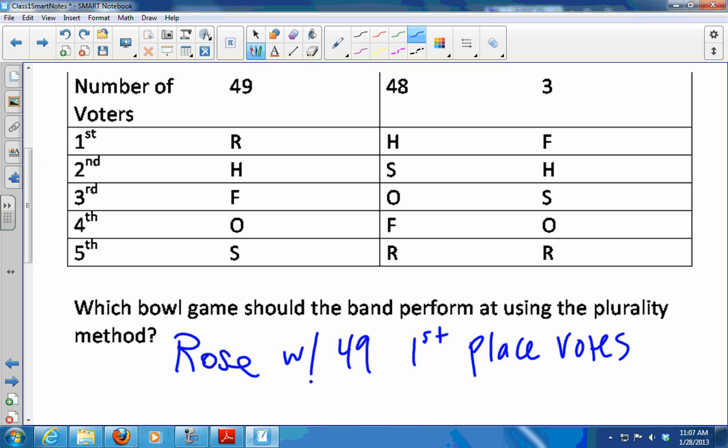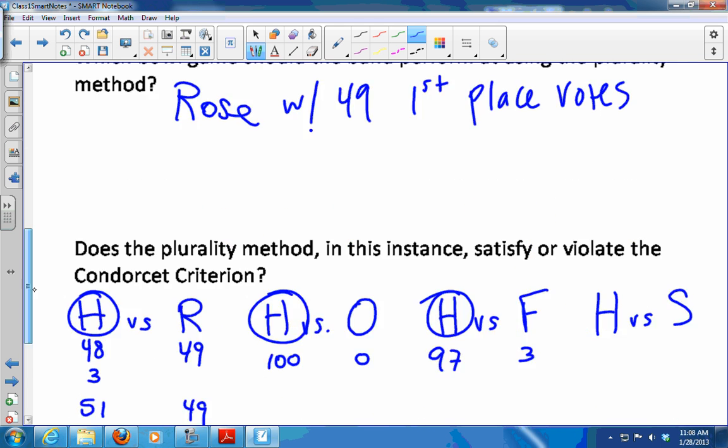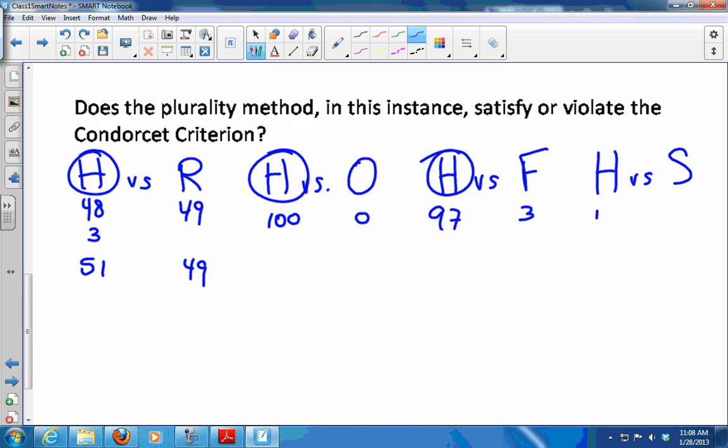All right, last one, Hula versus Sugar Bowl. These 49 people, which one's ranked higher, Hula or Sugar? Hula. How about these 48? Hula. And these 3? Hula. So we have 100-0 choosing Hula over the Sugar Bowl. So Hula wins every single head-to-head matchup. That makes Hula a Condorcet candidate. So Hula should win. That's what the Condorcet criterion says, right?